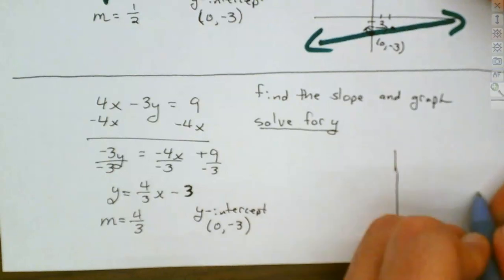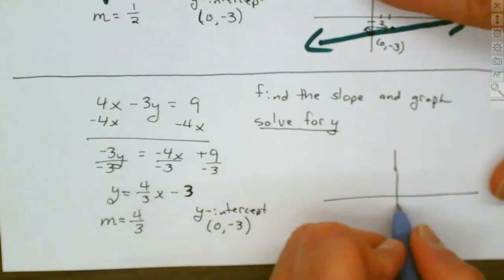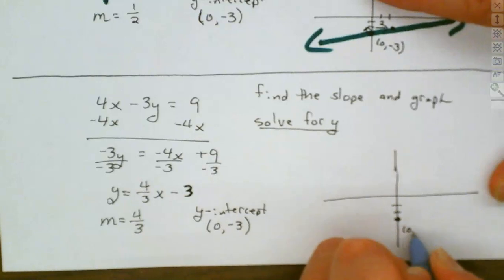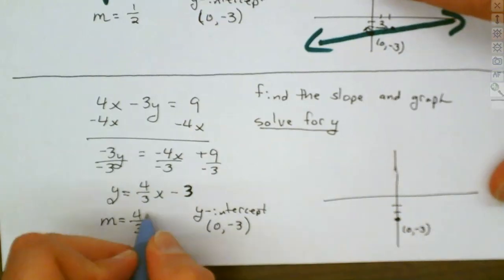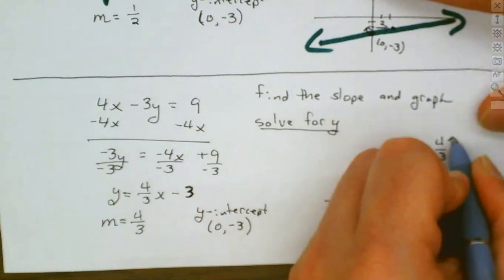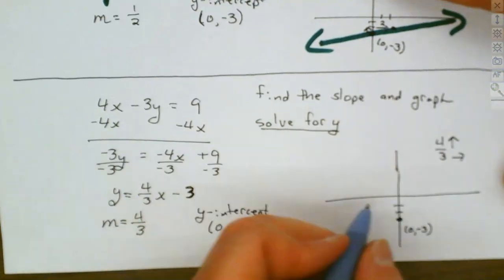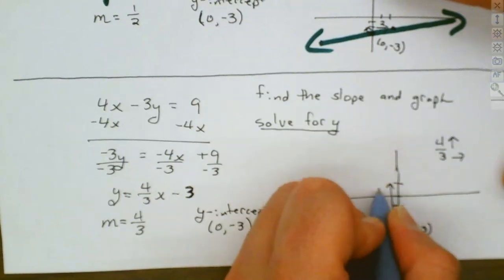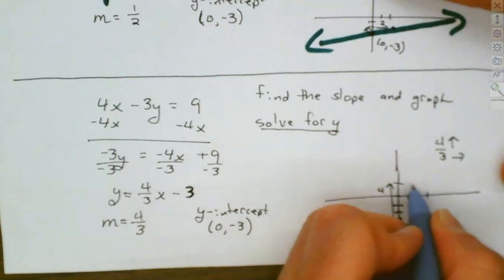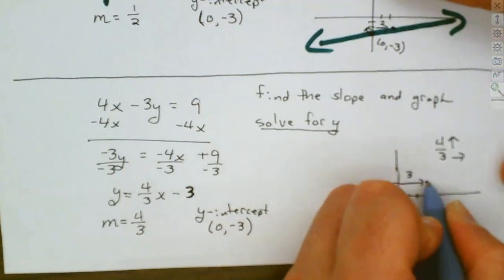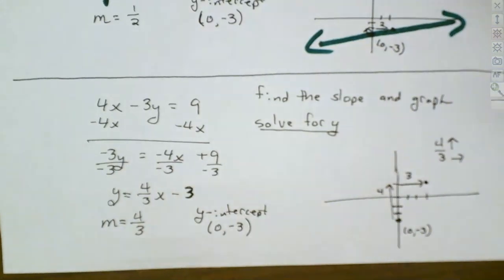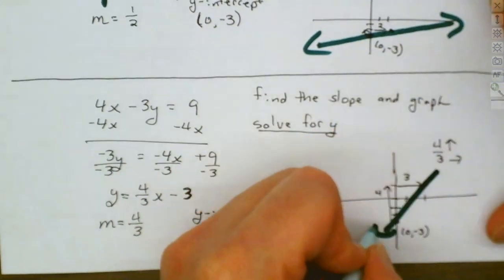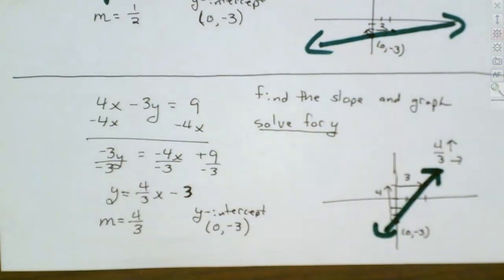When we go to graph it, we're going to start at 0, -3. That's right there. And then what are we going to do? 4/3, so that's up 4 and over 3. So up 1, 2, 3, 4. 4 units up and 1, 2, 3 units over. Make my second dot and connect them together. Pretty simple. So if it's not been solved for y, you've got to make sure you solve it for y.